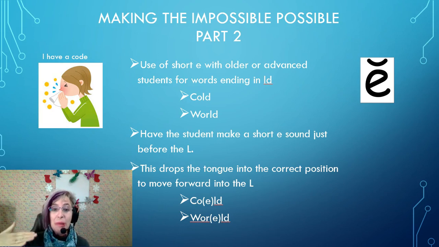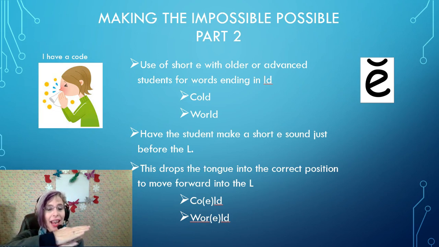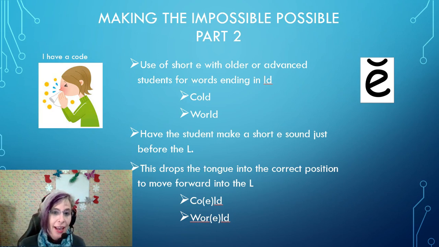E sound before the L. And by doing this, you're taking the tongue from an O and you're dropping it. You're taking that from the middle of your mouth and you're dropping it flat. Cold. And you're dropping that E, drops it flat to go into that L position. And this only works with the students who can make a good, strong, short E. If you try this on the younger ones, they're not going to get it. So I reserve this for older students who have that.